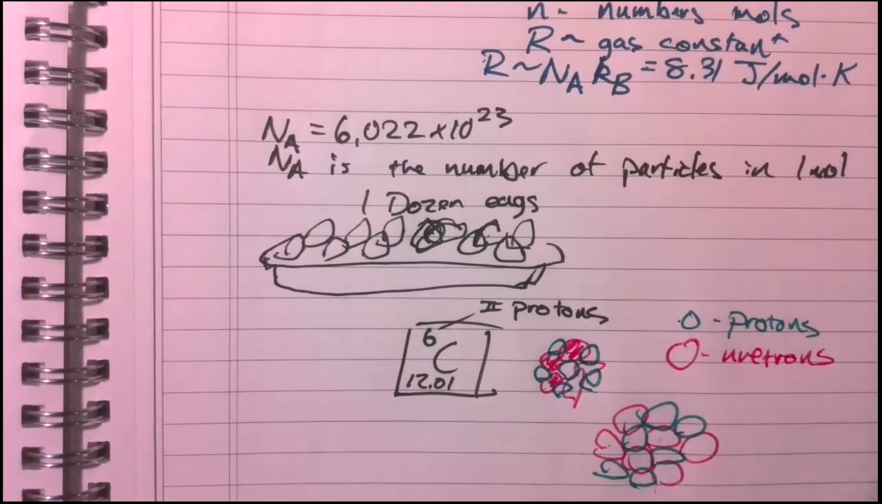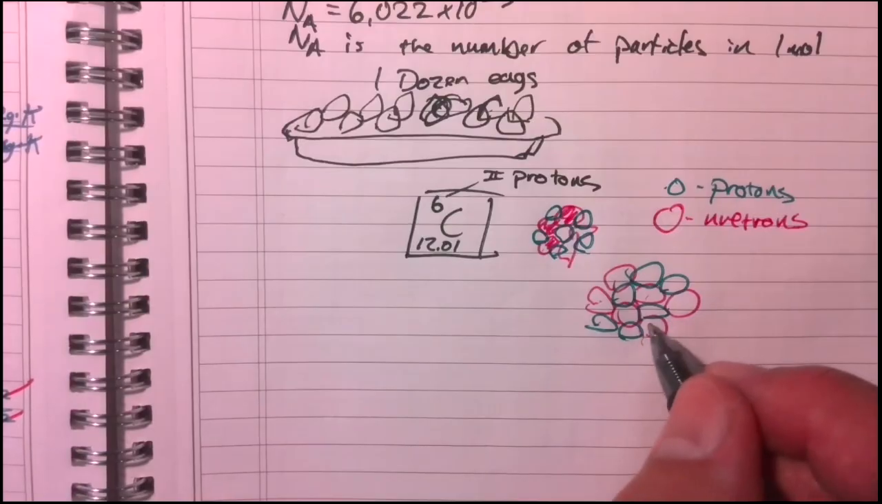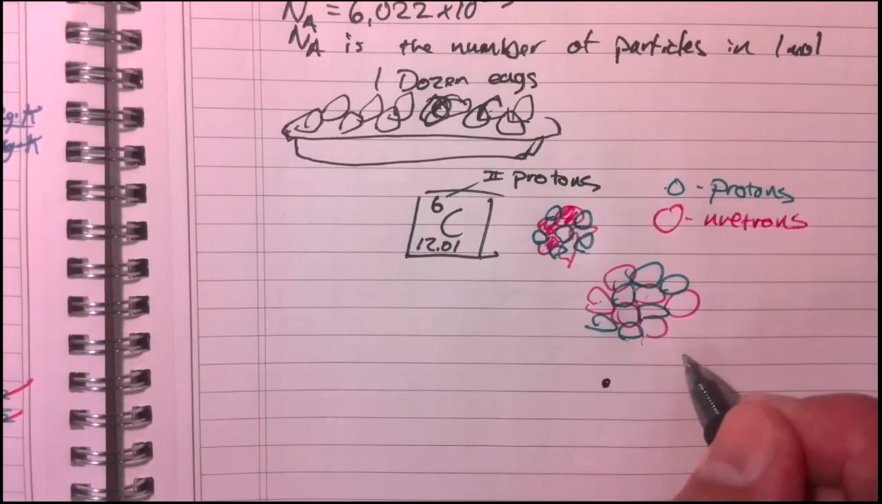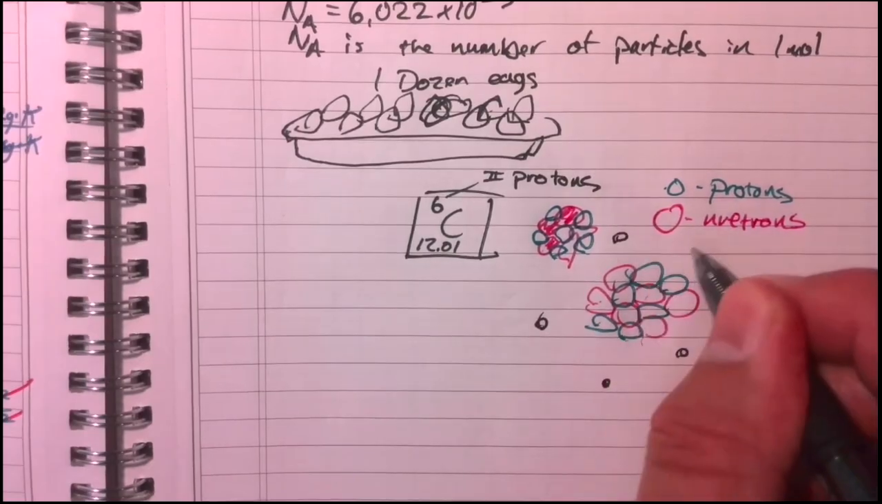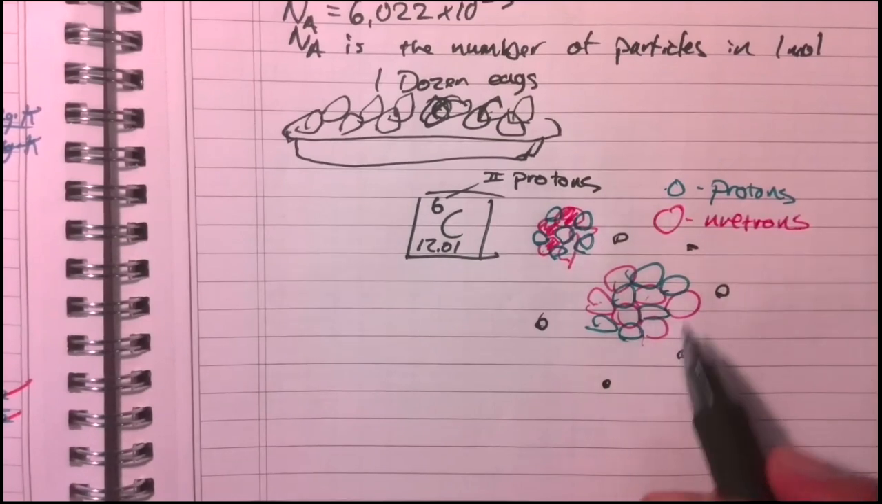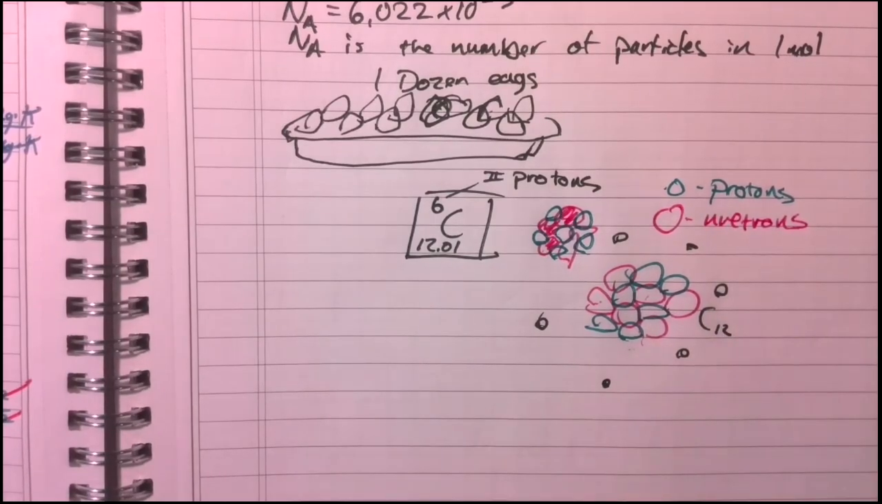Now let's draw the rest of the picture of our carbon atom here. We've got 6 protons, 6 neutrons, and we also have 6 electrons. So this is our carbon, this is carbon 12. It has 6 electrons, 6 protons, and 6 neutrons. Now, hopefully, you know that the number of protons is always equal to the number of electrons, right?